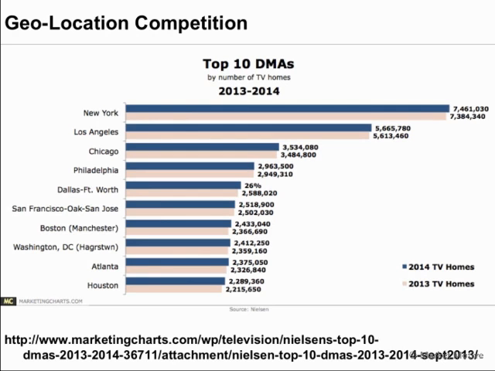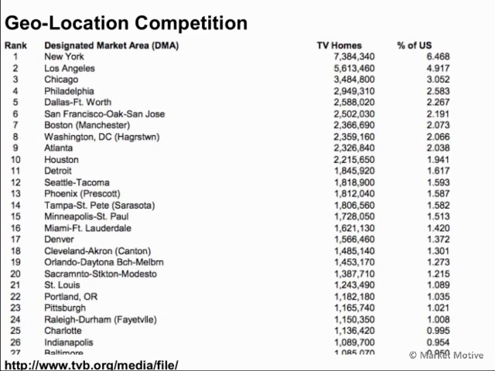The top geolocation DMAs, as they're called by Nielsen, these are the markets that are the biggest: New York, LA, Chicago, Philadelphia, etc. These are the ones that are going to be highly competitive, obviously, because there's more people, there's more market to be had there. So you can see where your city stacks up on this list to get some idea of how competitive it is. If you're in New York, Chicago, or LA, you already know that whatever your business is, it's competitive based on the amount of people.